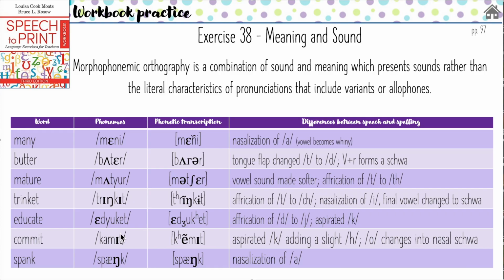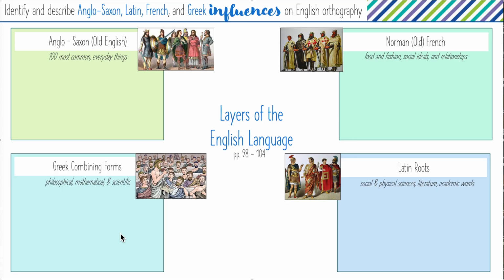Moving on, let's go to those 4 languages that have influence. We talked a little bit about them earlier, and we're going to go more in depth now. So we're going to identify and describe those influences on our writing. We have Anglo-Saxon, Norman Old French, Greek, and Latin. Let's start with the most common 100 everyday things.